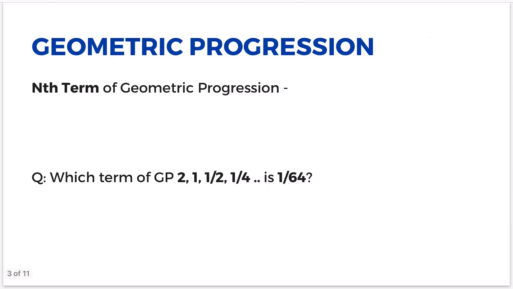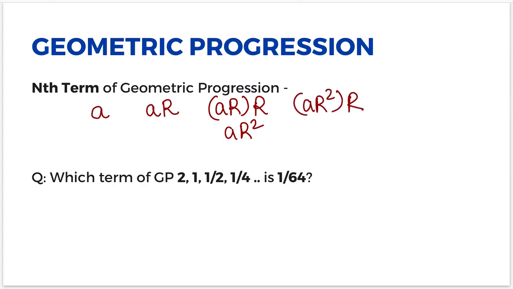So what is the nth term of a geometric progression? Again, like in arithmetic progression, we start with the number A. How do you get the next number? You multiply by R, so you get AR as the second term. In the third term, you take the last term AR and multiply by R, so you get AR square, correct? Then take AR square, multiply again by R, you get AR cube, and so on.